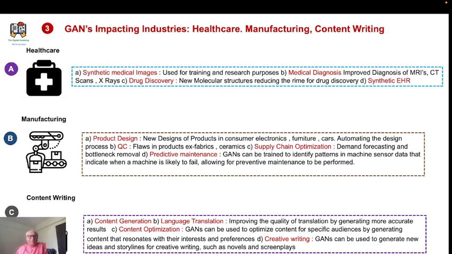More importantly, in language translation, it improves the quality of translation by generating more accurate matches. Also, content optimization can optimize content for specific audiences by generating content that resonates with their interests and preferences. And similarly, in creative writing, it can create new scenarios, new scenes, and so on and so forth. But I want to explain, as a word of caution, that ChatGPT is not a GAN.